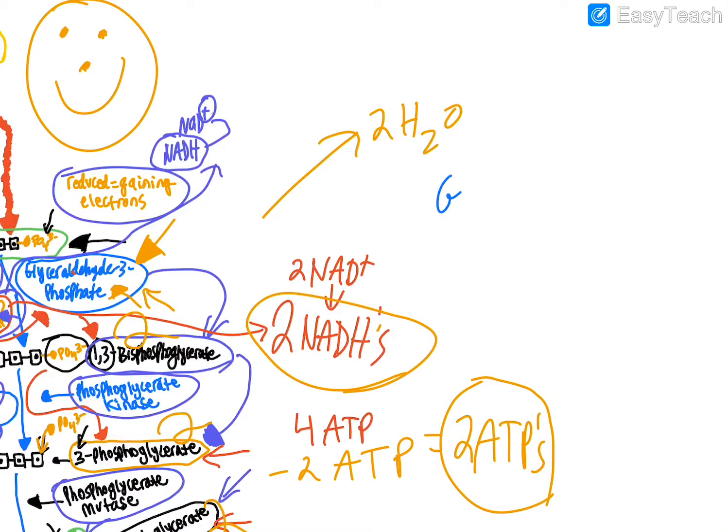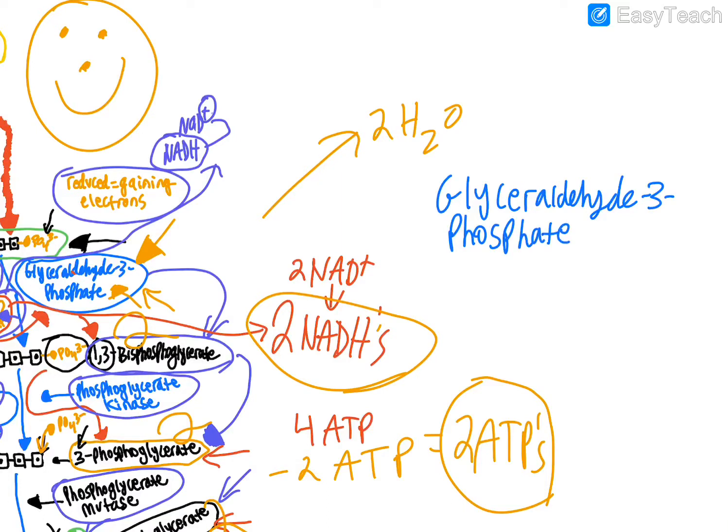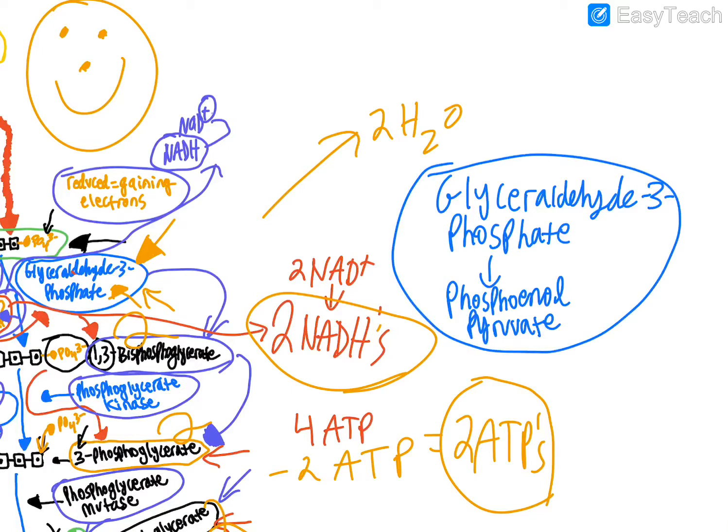Everything that's happening from glyceraldehyde 3-phosphate all the way down to phosphoenolpyruvate, all those reactions are reversible, so it can go back up. Okay, so all the reactions involved here are going to be, write it in red because it's important, reversible.